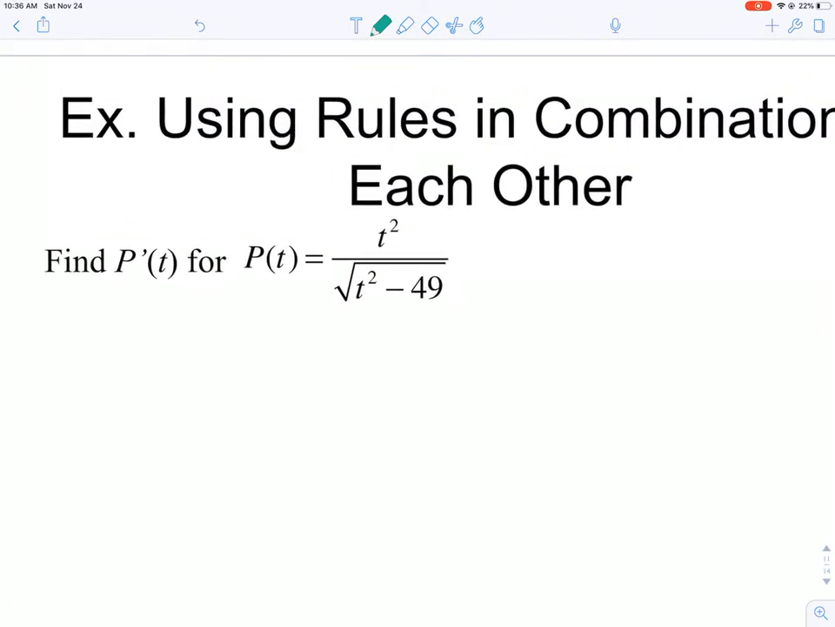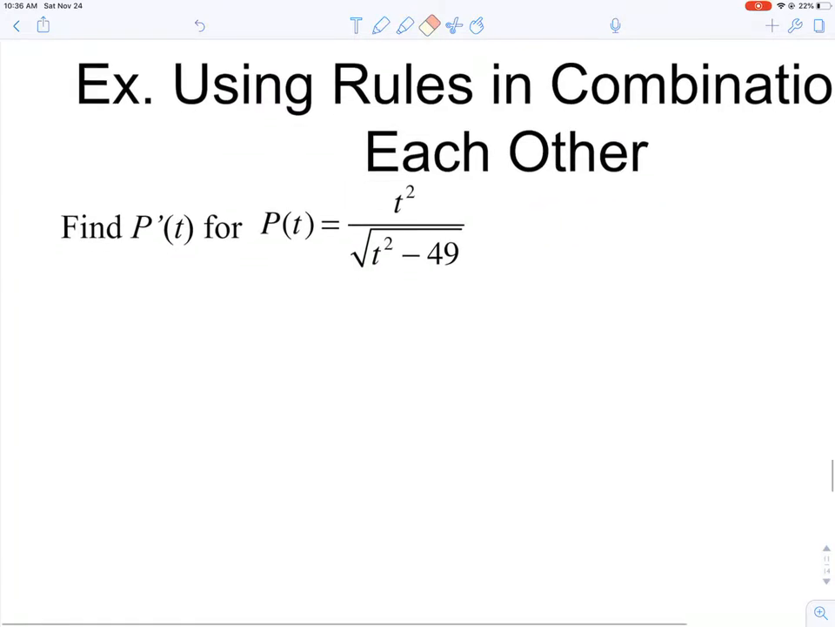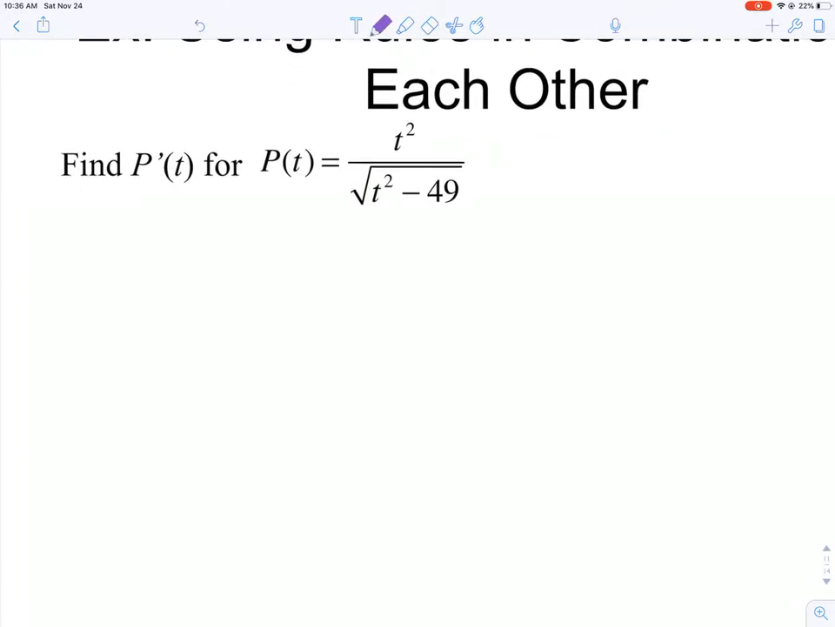All right, so this function can be thought of as a quotient of two other functions. It could also be rewritten to be a product of two functions, okay? The way it's written here, you would use a combination of quotient and chain rule. And if you rewrote it as a product, you would use a combination of product rule and chain rule. But since we just did product rule, let's just use quotient rule and chain rule.